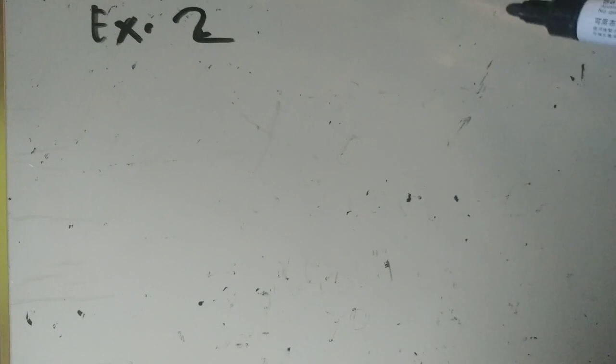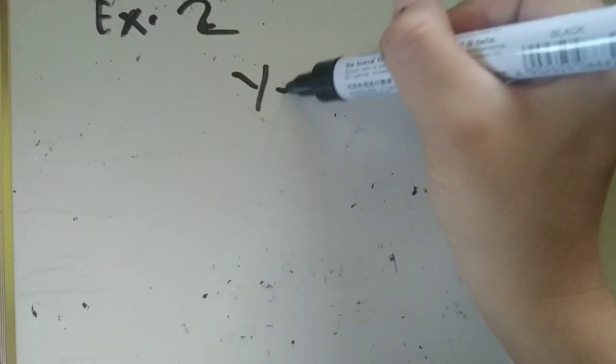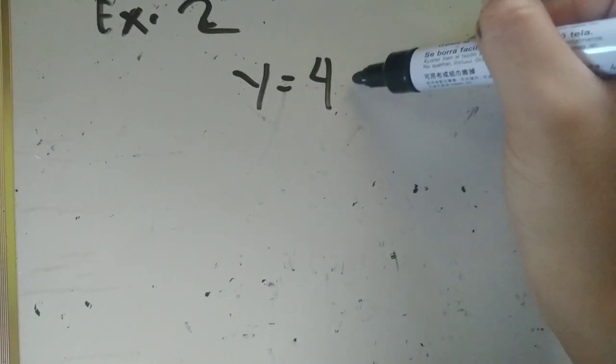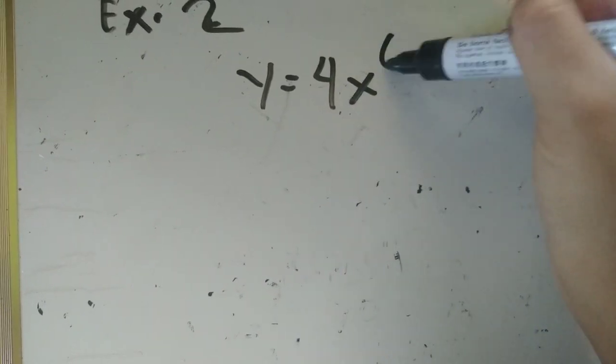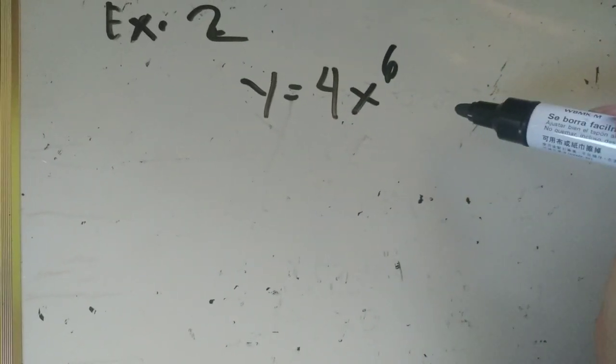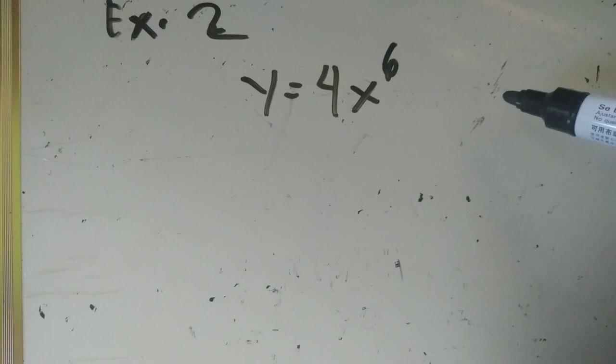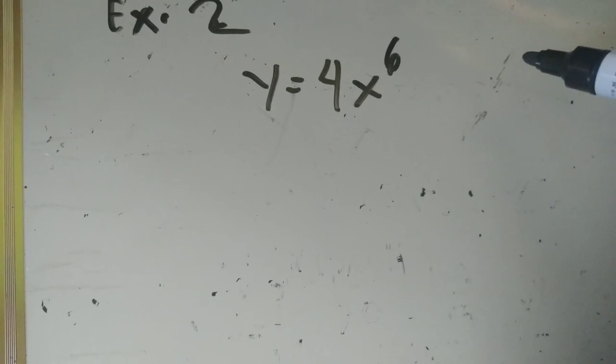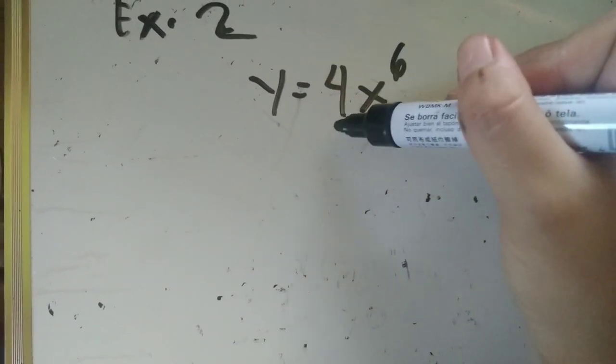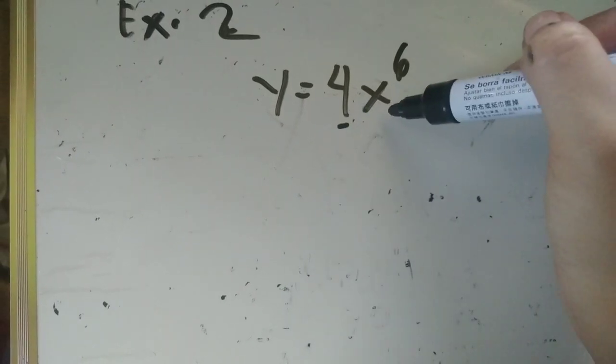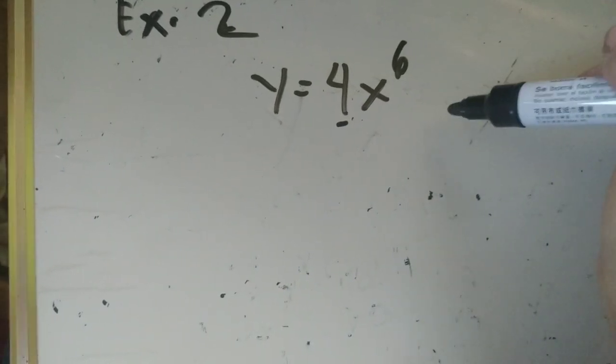So let's proceed to our next example, number 2. So we have given y equals 4 times x raised to 6. So for this given, we are going to apply the constant and exponent rule since there is a constant here, and then the power rule.